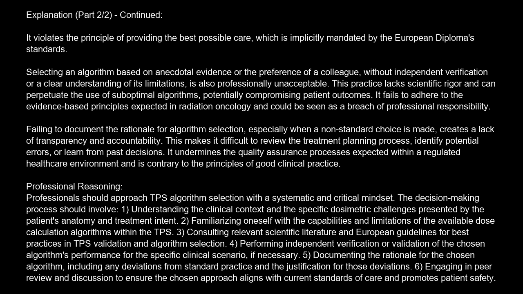Professionals should approach TPS algorithm selection with a systematic and critical mindset. The decision-making process should involve: 1. Understanding the clinical context and the specific dosimetric challenges presented by the patient's anatomy and treatment intent. 2. Familiarizing oneself with the capabilities and limitations of the available dose calculation algorithms within the TPS. 3. Consulting relevant scientific literature and European guidelines for best practices in TPS validation and algorithm selection.